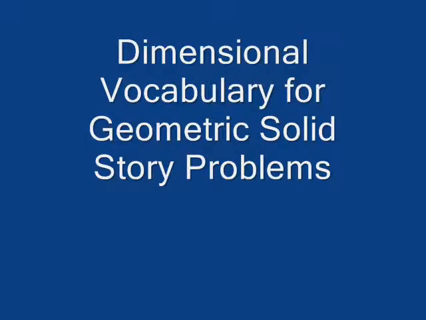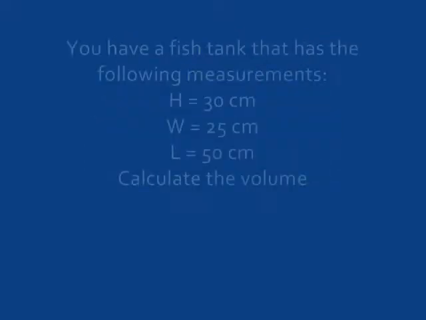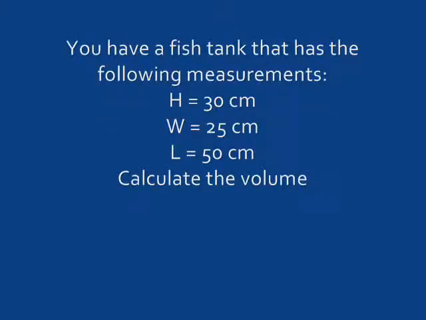Today we want to look at dimensional vocabulary for geometric solid story problems. Basically, we want to look at the vocabulary so that we can solve word problems. Here's an example problem. You have a fish tank that has the following measurements. H equals 30 centimeters, W equals 25 centimeters, L equals 50 centimeters, and now you're to calculate the volume. The first thing we're going to have to do is figure out exactly what H, W, and L are.